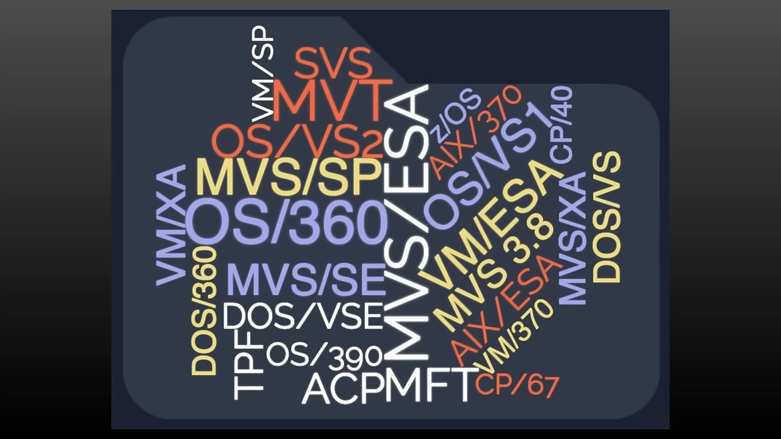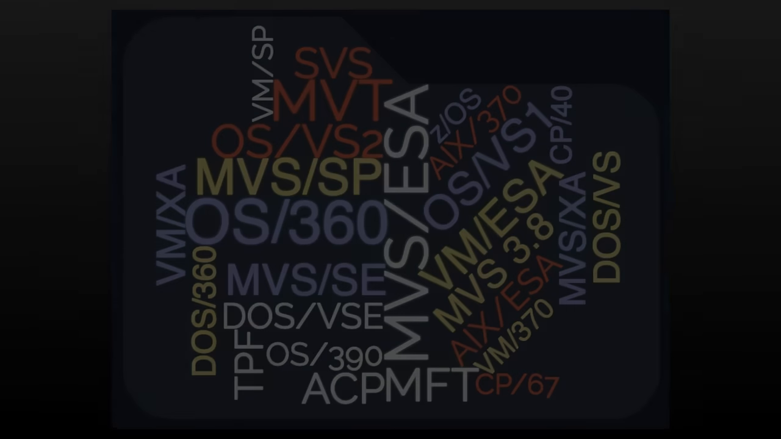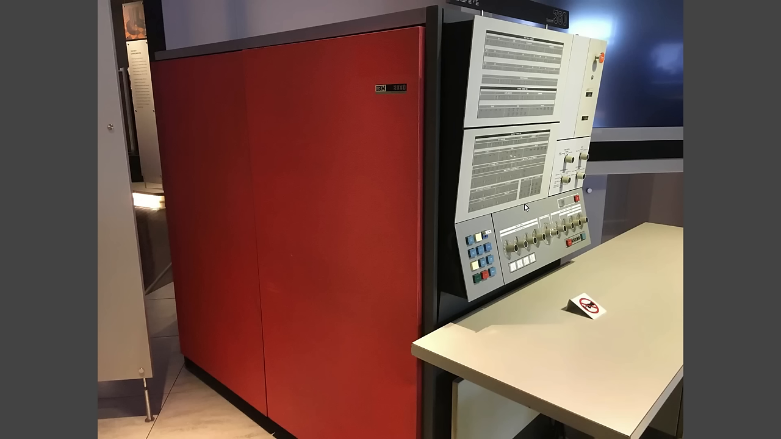Mainframe enthusiasts will maybe find little new knowledge in this video, but the troves of people who have only heard of mainframes in passing might find this video useful. It is important to understand that IBM itself offered several completely independent and, for the most part, incompatible operating systems for the same machine. Why?